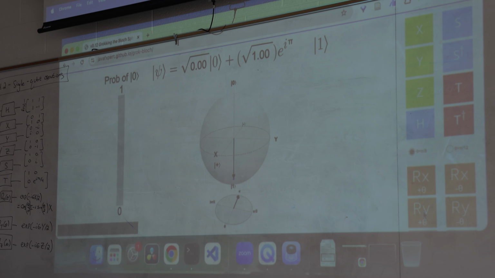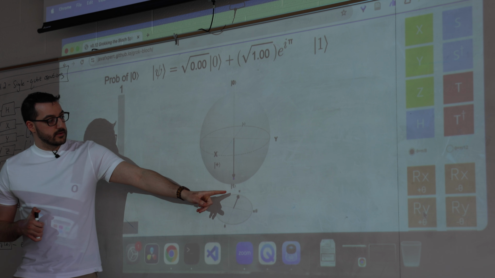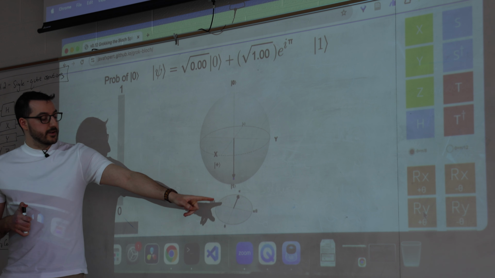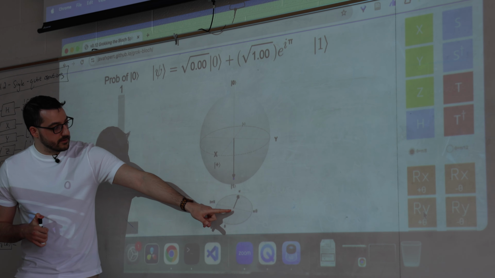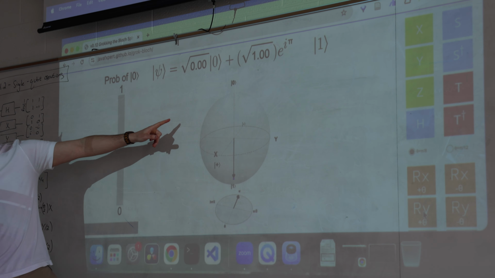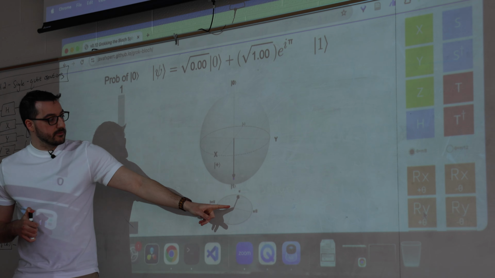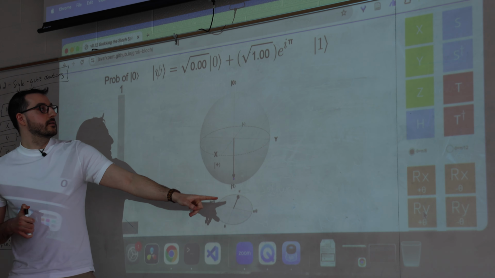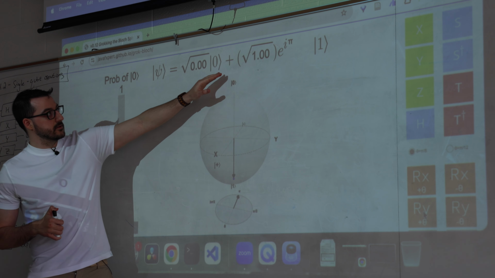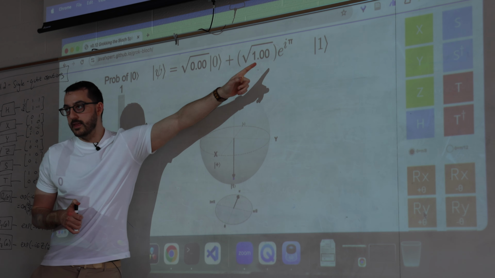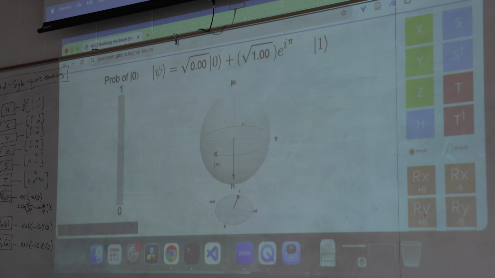Remember that y acting on the 0 state will also give you the 1 state, but there's a negative i phase here. And so that's what this projection in the bottom is showing you. This is the e to the i pi. That angle pi is down here. So we wrote down this format. We had it as cosine θ/2 plus sine θ/2, and then e to the i phi. So this is that angle phi that corresponds to there.